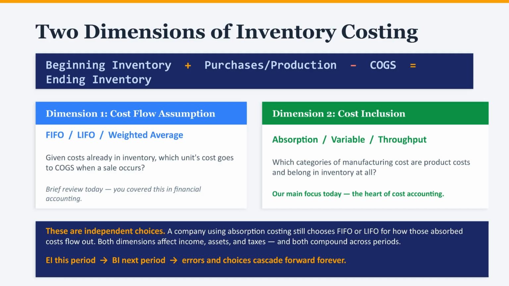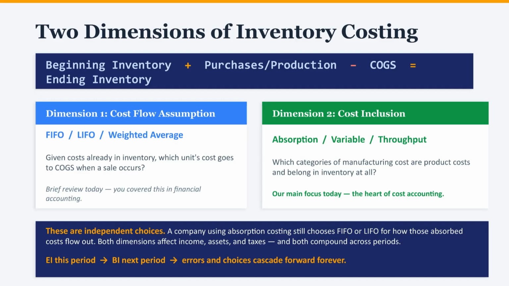How costs flow out of inventory when units are sold. The equation, beginning inventory plus purchases minus cost of goods sold equals ending inventory, is central to our discussion. This equation governs every inventory system. It says that the total cost of goods available for sale must be split between two destinations: 1. Cost of goods sold on the income statement, and 2. Ending inventory on the balance sheet.